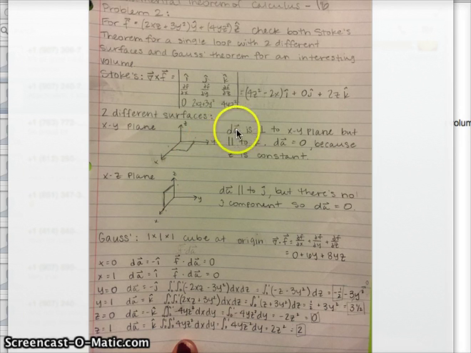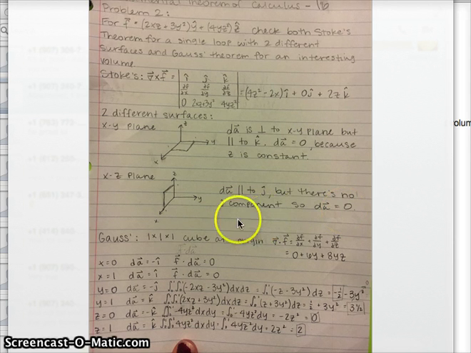For the xy plane, the dA part is perpendicular to the xy plane, but it's parallel to k. So the integral would be 0 because z is just constant the whole time. And then for the xz plane, dA is parallel to j this time instead of k. Since there's no j component at all in the curl there, it would be 0 for that.